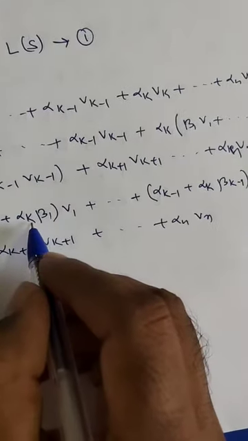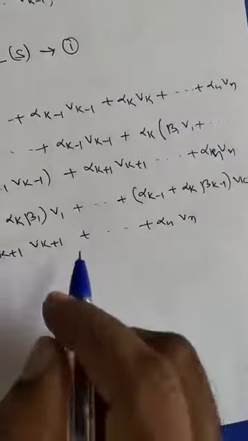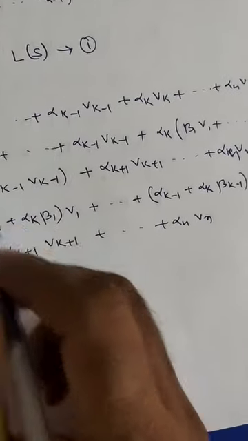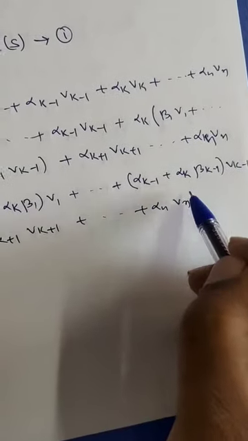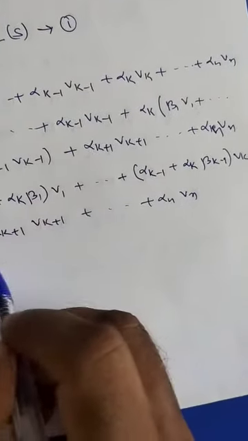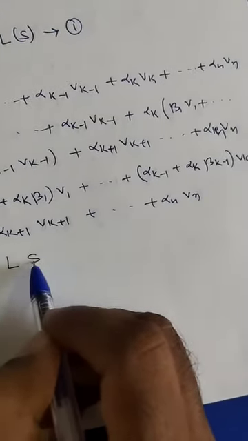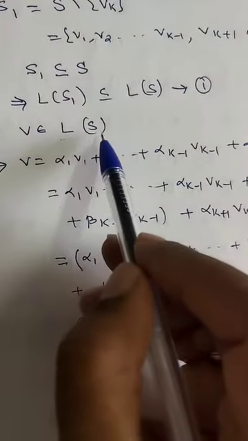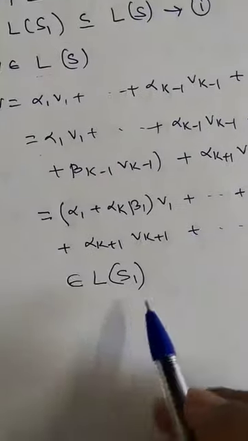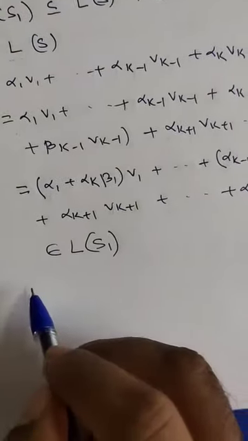Definitely these are all scalars that lie in F only. Therefore we can see that V is a linear combination of elements of S1. Here Vk is not there. Therefore this belongs to L of S1. Now we have taken the element in L of S and we have shown that the element belongs to L of S1. Therefore what can you say?